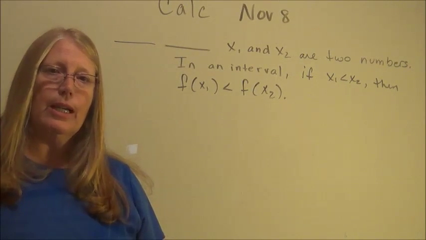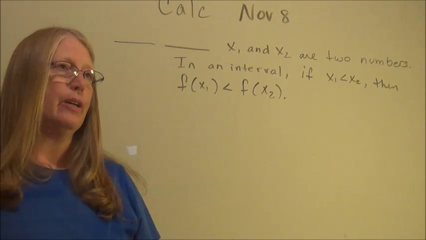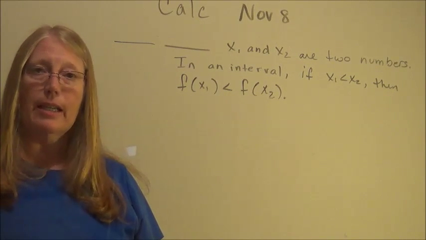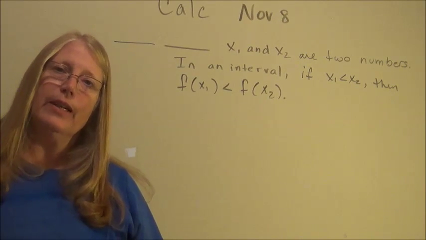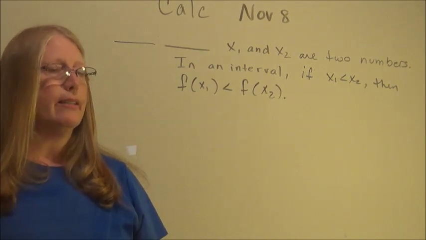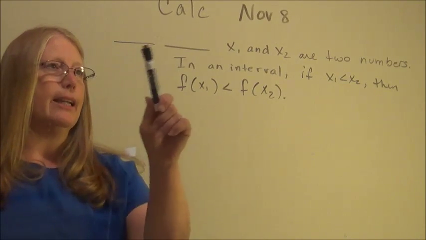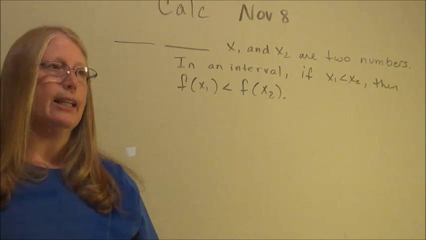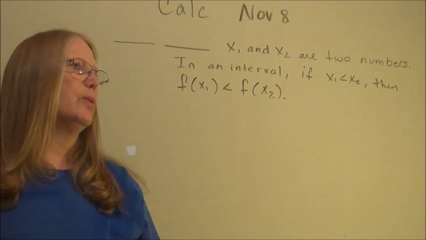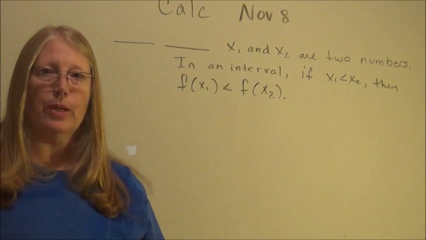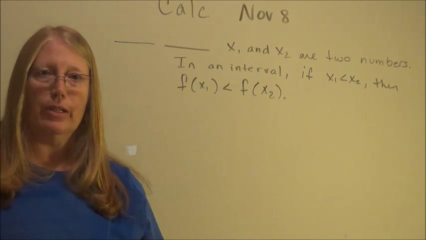I'm going to teach a new topic tonight, and I'm going to start with a definition that will help along the way, but I'm not going to tell you what I'm defining. I'm just going to define it and see if you can tell me what it is. Write this down, two blanks. x1 and x2 are two numbers, and in an interval, whenever x1 is less than x2, then f of x1 must be less than f of x2.